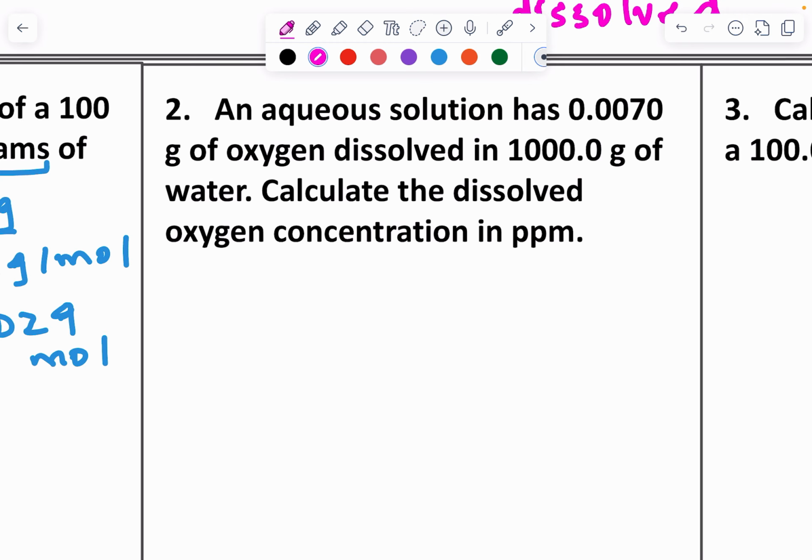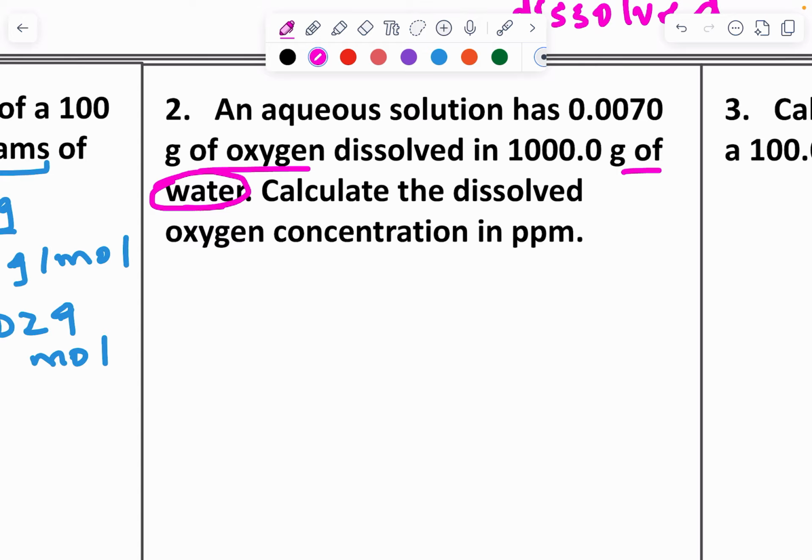Right, so here we are given the grams of oxygen and the grams of water, and this is extremely important. You are given the grams of water, not the grams of the solution. It didn't say that you have a sample that is already a solution or already a mixture. It's saying that you took that amount of oxygen and dissolved it in water, which was already 1,000 grams.